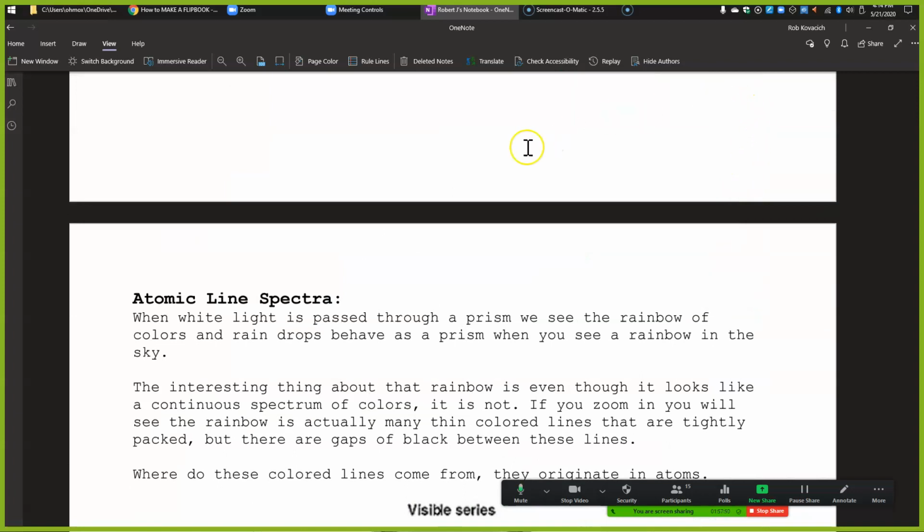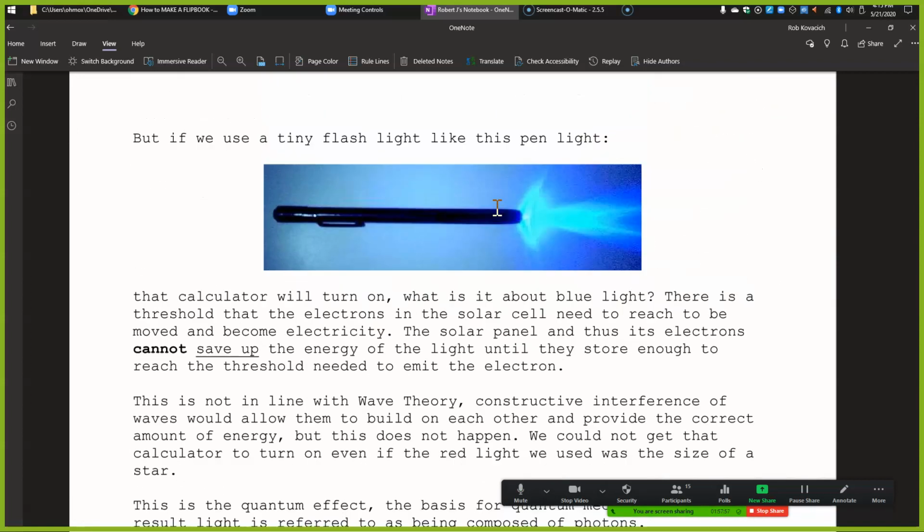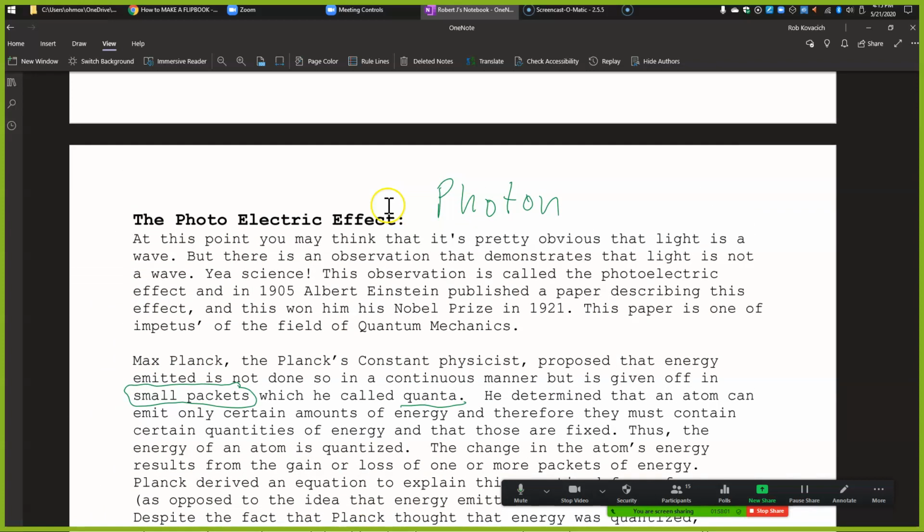The next thing I want to talk about is atomic line spectra, but it's kind of a big topic, so I think I'll just wait until Tuesday. Does anybody have any questions about what we talked about today?